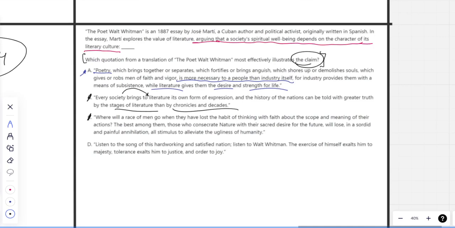This one says, listen to the song of this hardworking and satisfied nation. Listen to Walt Whitman. The exercise of himself exalts to majesty. Tolerance exalts him to justice and order to joy. That's a whole lot of baloney as well. They didn't mention the value of literature and how society's well-being depends on the value of literature. So definitely I'm going to go with answer choice A here. It doesn't say exactly society's well-being, but it does talk about how literature can directly affect the desire and strength for life, which is definitely related to spiritual well-being.